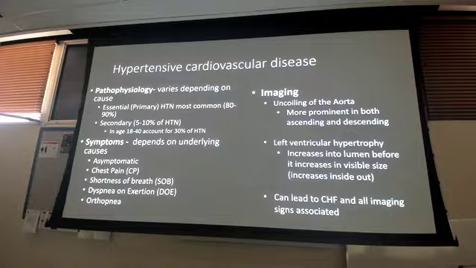Essential primary hypertension is the most common. 80-90% of people who have hypertension end up with primary hypertension. It just means it's not caused by anything else. The other 5 to 10% have secondary hypertension, meaning it's being caused by something else. A lot of times something wrong with the kidneys will cause that. That'll be a secondary hypertension, not a primary hypertension.